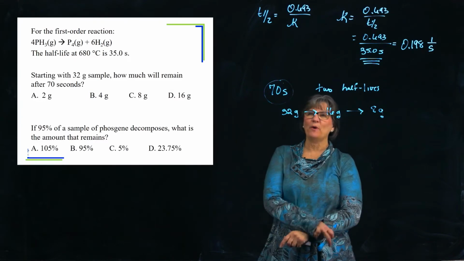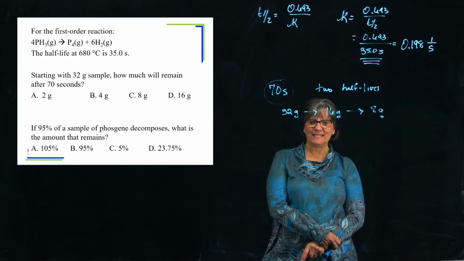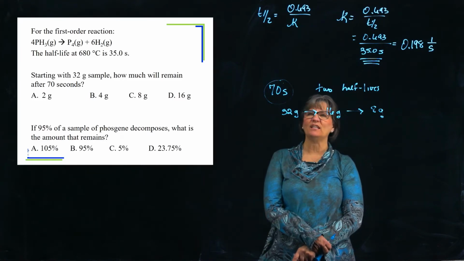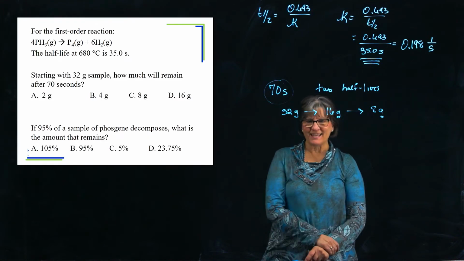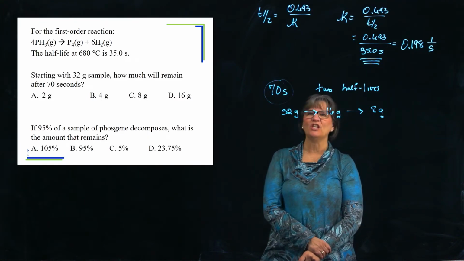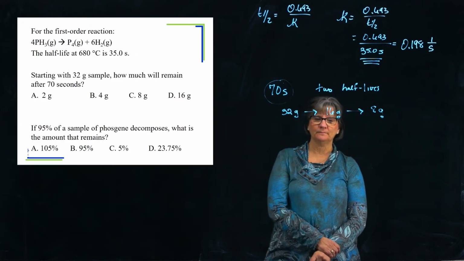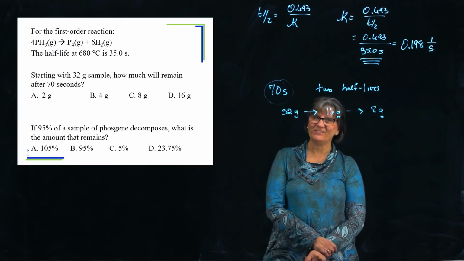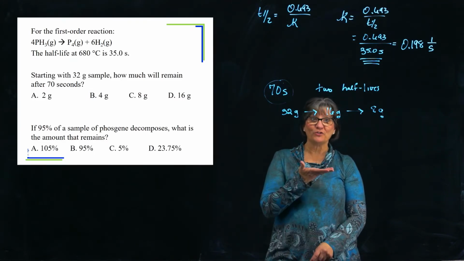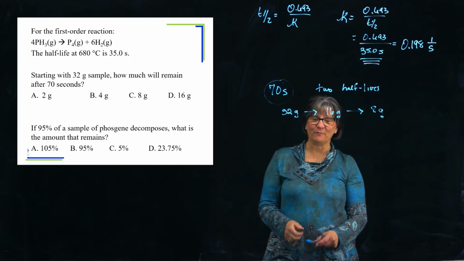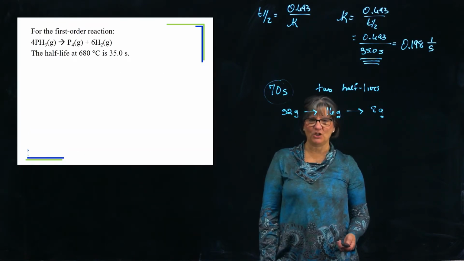To do our next problem, we have to think of this question before we do it. If I gave you a problem and I said that 95% of the phosgene, that's the PH3 you see up there, had decomposed, what amount of it would remain? Well, did you pick C? 5% would remain, right. If you start with 100%, 95 goes away, you're left with 5% behind. So we're going to work a problem using that piece of information here, okay?